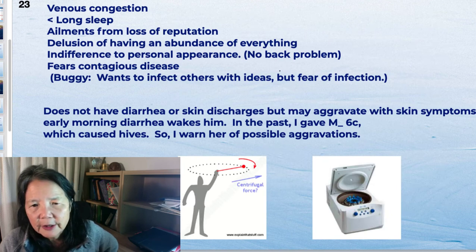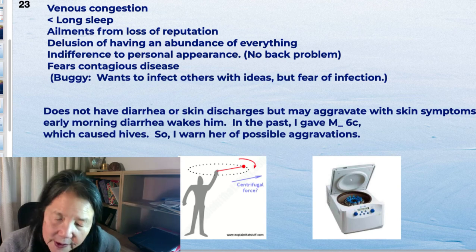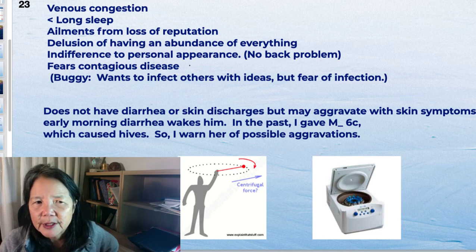But she had a back problem. She's bent over in half, and she didn't notice that she had a back problem. People were telling her that she needs to stand up straight, but she just couldn't be concerned with her personal appearance. And fear of contagious diseases.